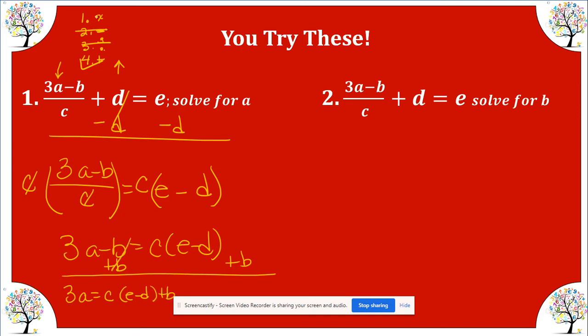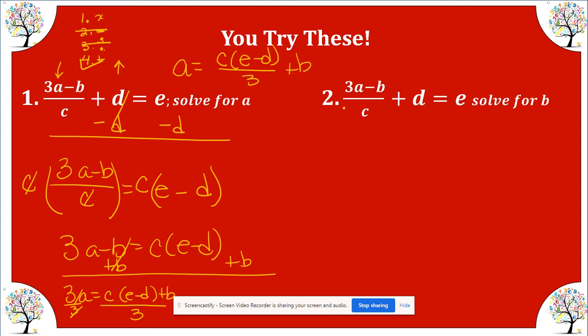And now we're going to undo the multiplication by division, and you're going to divide this entire expression by the 3. So we have A is equal to C times the difference of E and D divided by 3, and then plus B at the end.